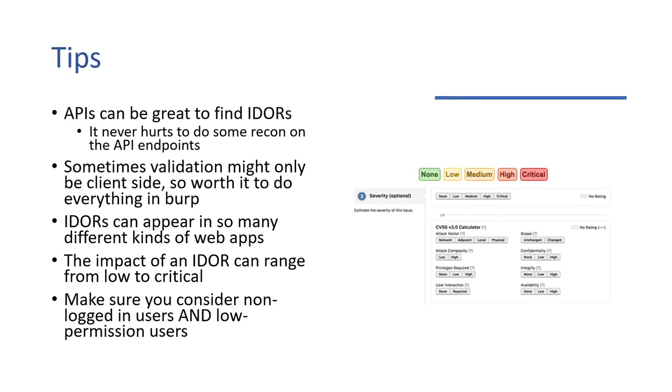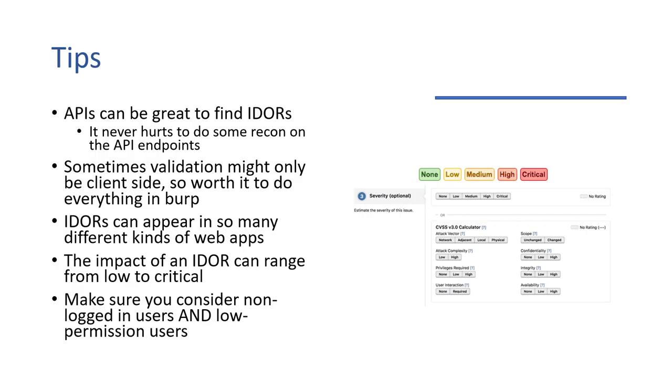Right, tips. APIs, great for finding IDORs. It never hurts to do some recon on API endpoints, whether that's enumerating potential APIs, and there are some great lists of API endpoints that you can use, or just clicking on every button, that's still recon, or looking at something like GraphQL, where you can do an introspection query. These can all be great ways to find IDORs, because they give you API endpoints. Now, API endpoints aren't going to be as well protected as something like the client side would be.